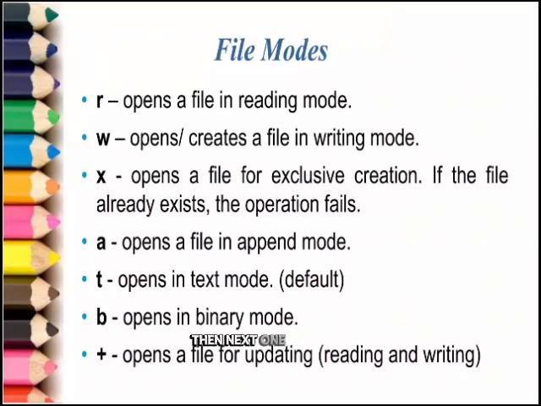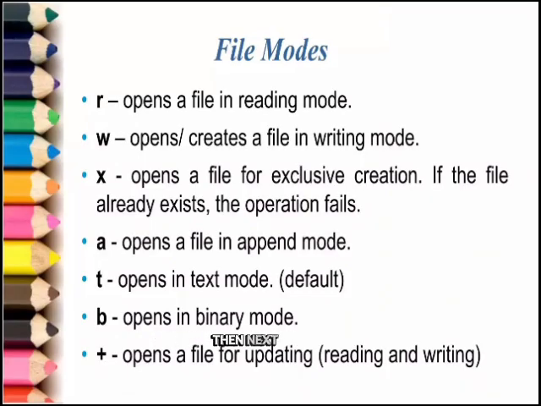Then the next one is X mode. This X mode is for exclusive creation. That is, if you want to create a new file, then you can use this. Suppose the file already exists, then this operation will fail. So only for creating a new file you can go for this mode. Then A. This mode is used only for append mode. Append mode means you can add content into an existing file. So the file already exists, and if you want to add more data into it, then you can go for append mode.